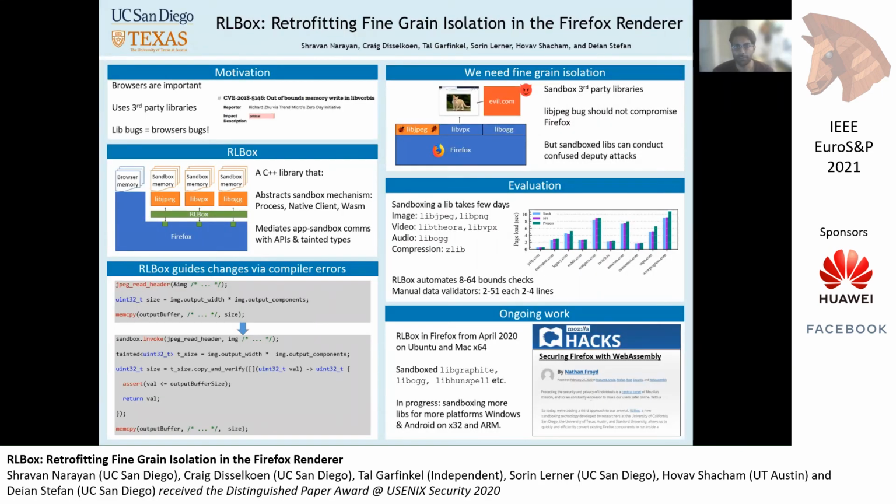Hi, I'm Shravan from UC San Diego. I'll be presenting our work on retrofitting fine-grained isolation or sandboxing in the Firefox browser at the EuroS&P 2021 poster session. Browsers are complicated applications that support a rich set of features and media with the help of third-party libraries. Unfortunately, a bug in these libraries could potentially compromise the security of the entire browser, something that occurs frequently in practice. To address this, we built RLBox, a framework that allows easy deployment of in-process sandboxes to isolate untrusted libraries from applications with low overheads.